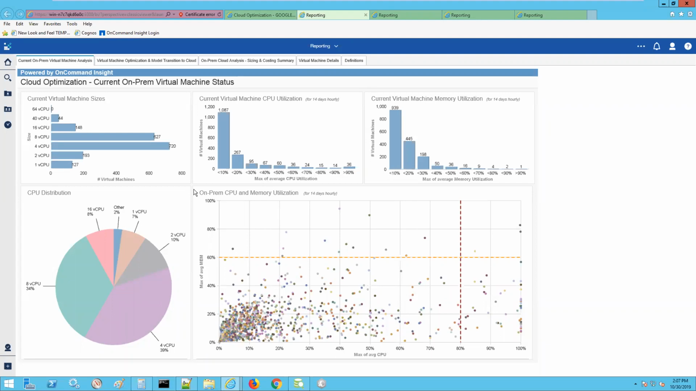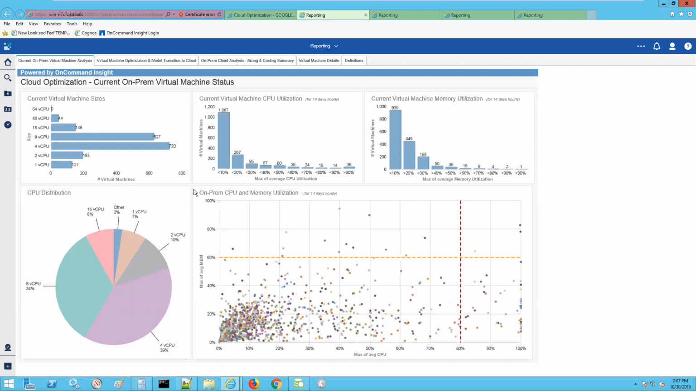Now, what I'm using here is a 14-day hourly collection period. So there's 338 data points that we're measuring. We can also show this for, I think I built, 90 and 180 days as well. I can go back to 13 months to show that level of history.